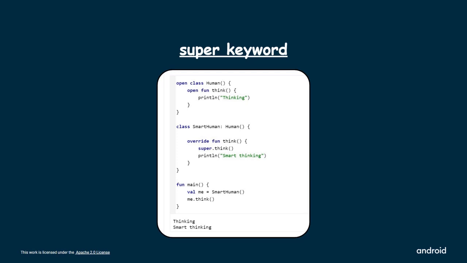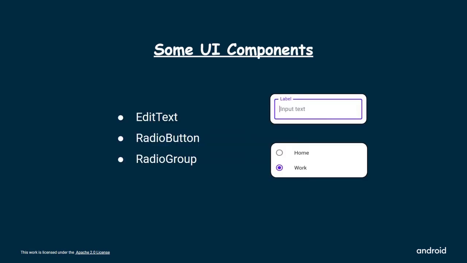And with this, we are done with the concepts like inheritance, base class, derived class, abstract class, override, open, and super keywords. So let's move to learn about some Android UI components. First is edit text. In Android, edit text is a user interface control which is used to allow the user to enter or modify the text. While using edit text control in our Android application, we need to specify the type of data the text field can accept using the input type attribute.